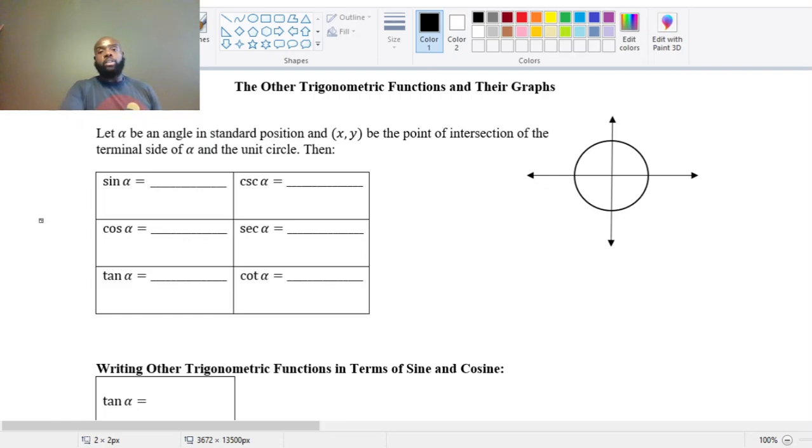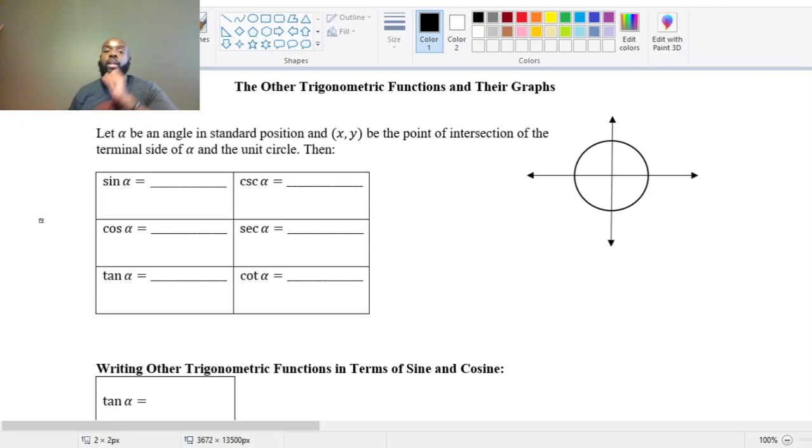In this video, we're going to discuss the other trigonometric functions and their graphs. This is a pretty long video, so I'm only going to introduce the other trigonometric functions and talk about the graphs of one of the additional trig functions. The same setup that we use for evaluating sine and cosine, we'll use for the other 4 trig functions, making a total of 6 trig functions.